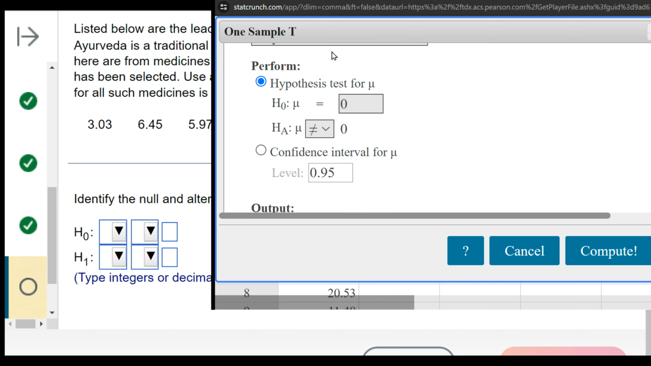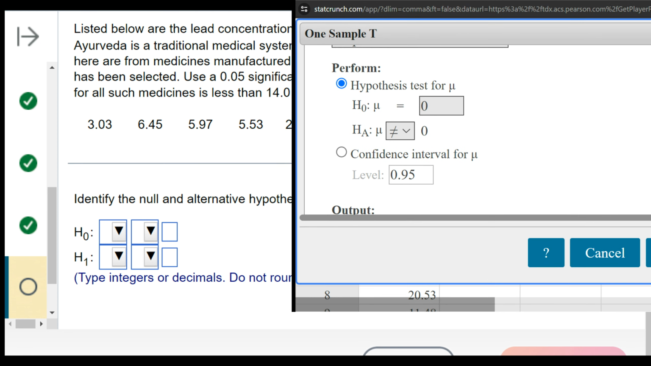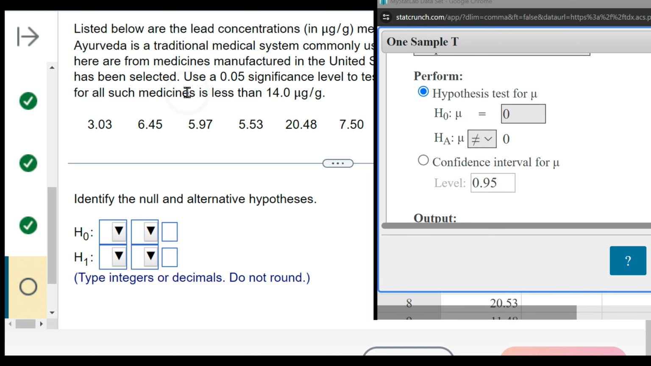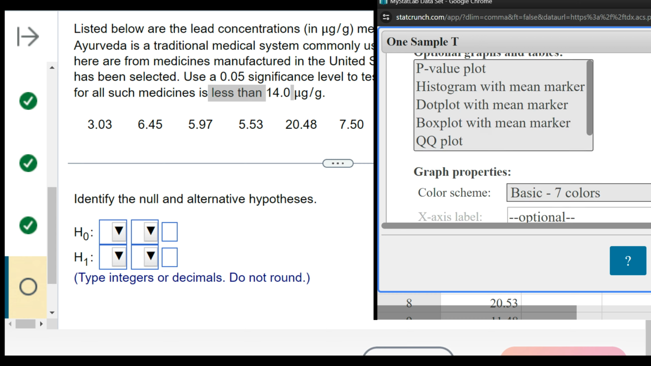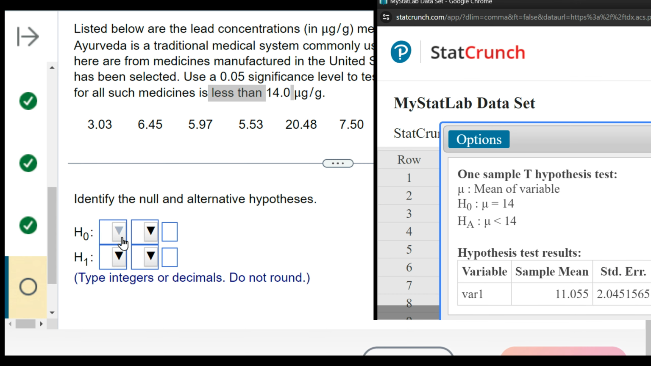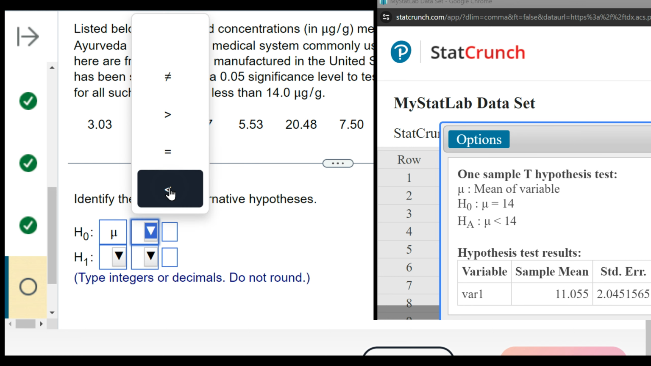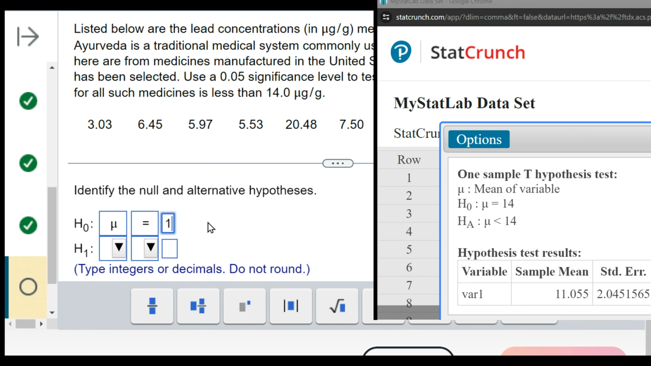What are you going to do with that data? Well, I'm going to check to see if the concentration of lead in this medicine is less than 14. Compute. Coming back over here, mu equal to 14, mu less than 14.